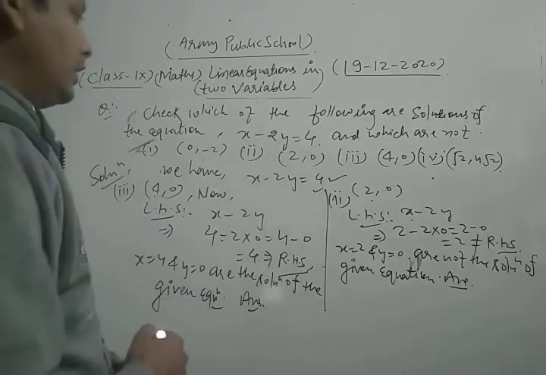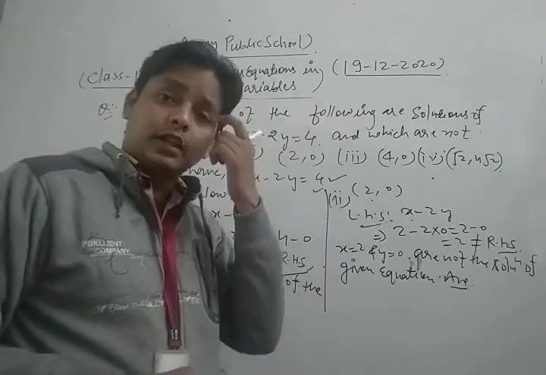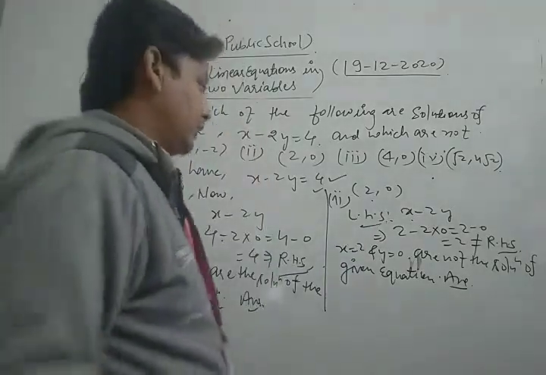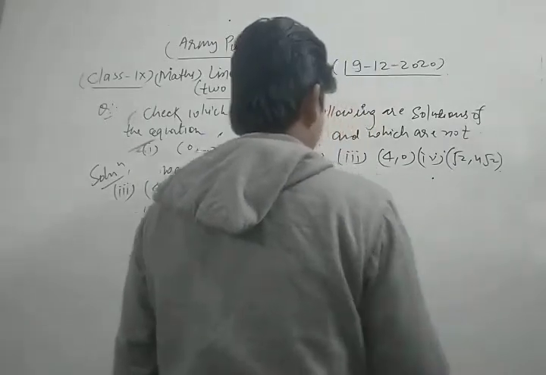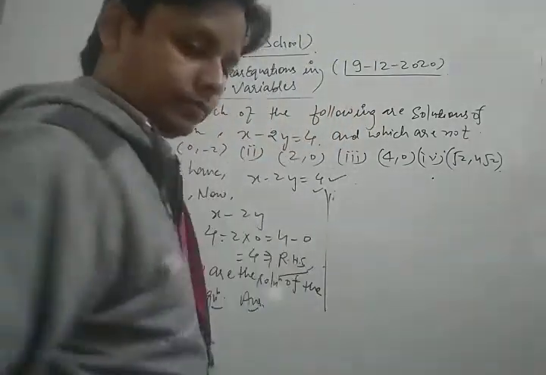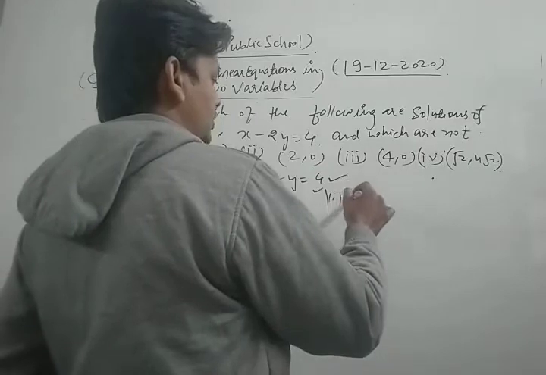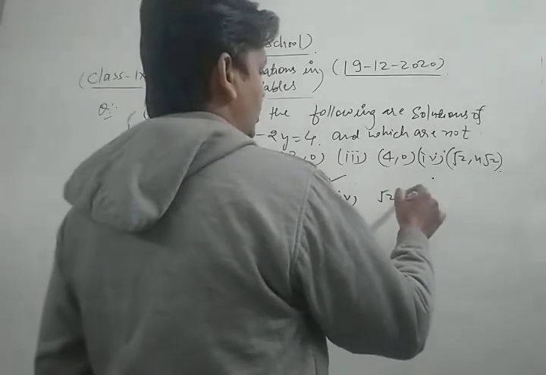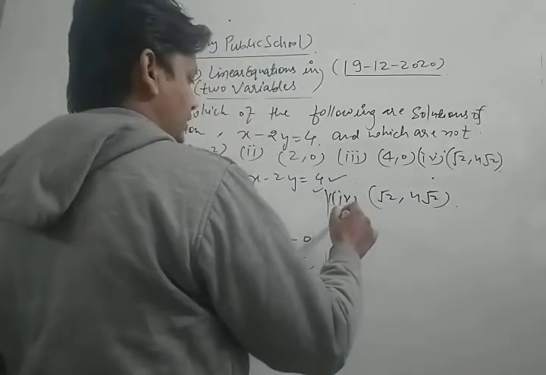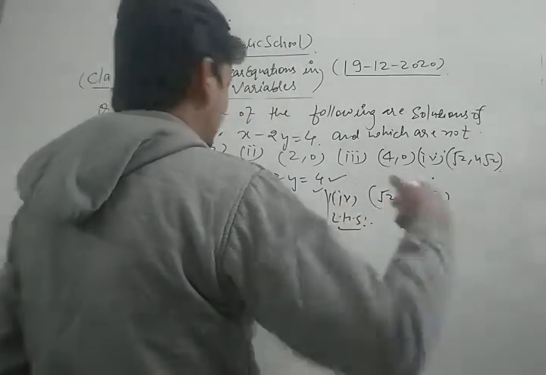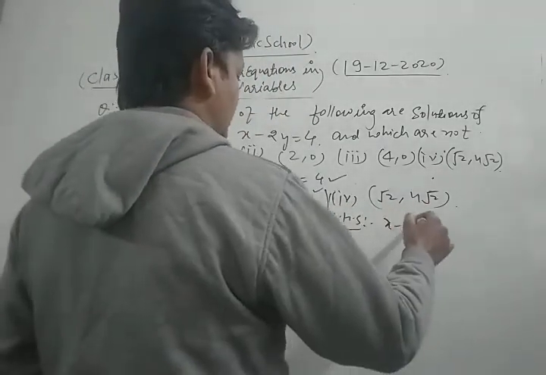This is the next answer. Now similarly we check the last part of this question and simplify them. Let's see. The last part of this question is what? This is root 2 and 4 root 2. First of all, take LHS, which is what? x minus 2y.